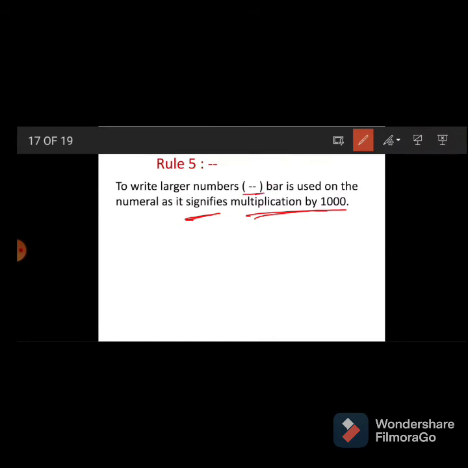Then how to write the bar? Okay, see here, suppose we have to write 5000 in Roman numerals. Then how to write? Split it: 5 into 1000, because the bar means multiply by 1000. Okay, then see, 5 is denoted as V, and write a bar on its head. Then V with a bar means it is 5000.